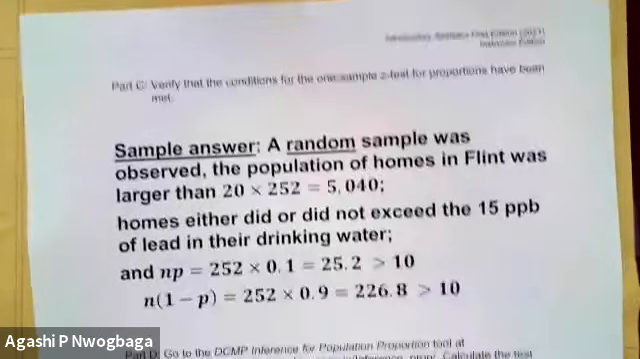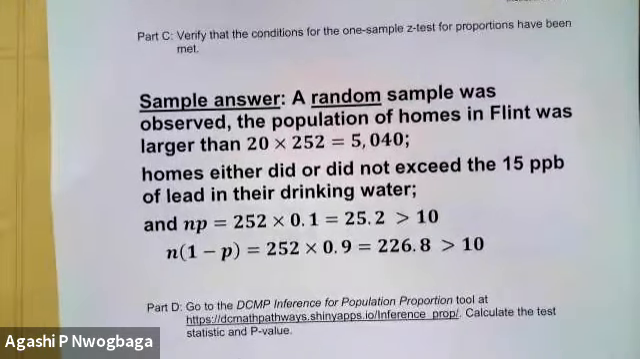Part D: we want to go online to DCMP inference for population proportion 2, with our usual app, Shiny Apps, and calculate the test statistic and the p-value. Go to our usual site and calculate the test statistic and p-value.